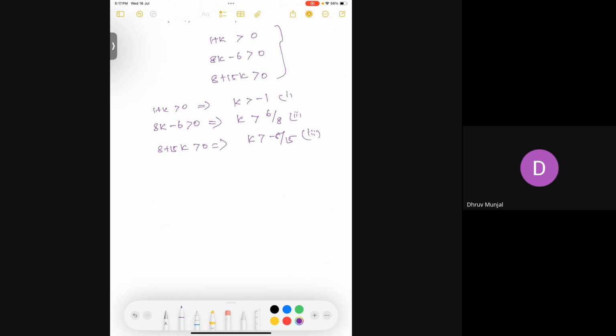So these are all the conditions you find. So K should be greater than minus 1, greater than 6 by 8, greater than minus 8 by 15. Out of all these criteria, look for the option that fits best in the given options. For example, A is K is greater than 6 by 8. So this satisfies. A could be one possible answer. B is K should be less than minus 1.